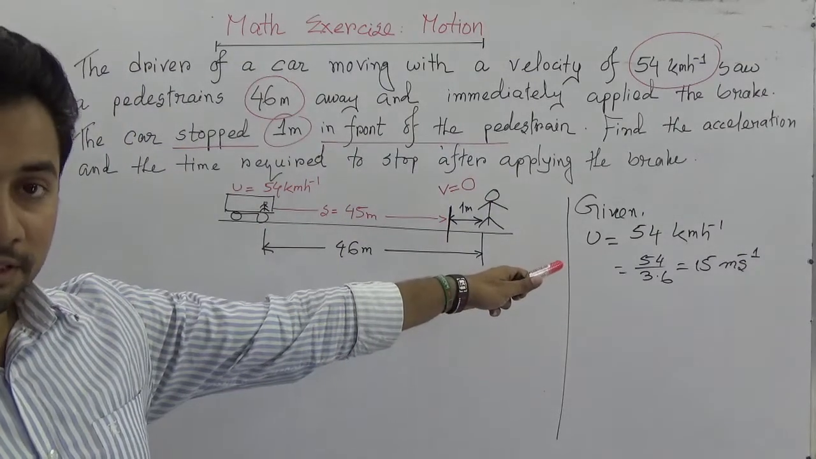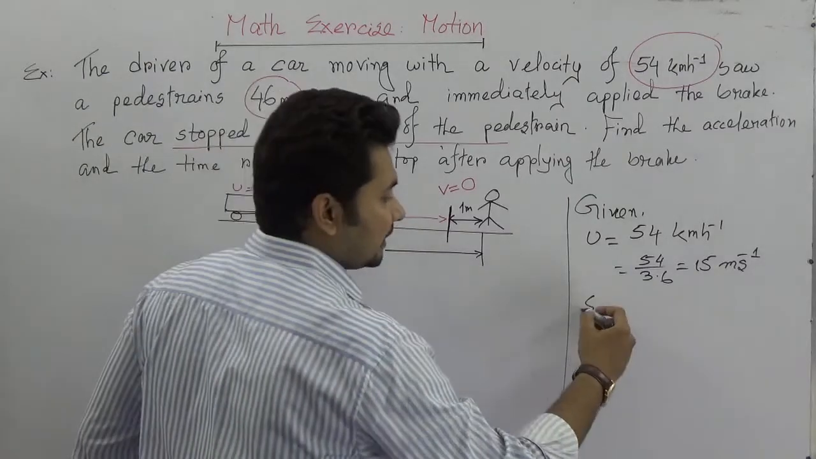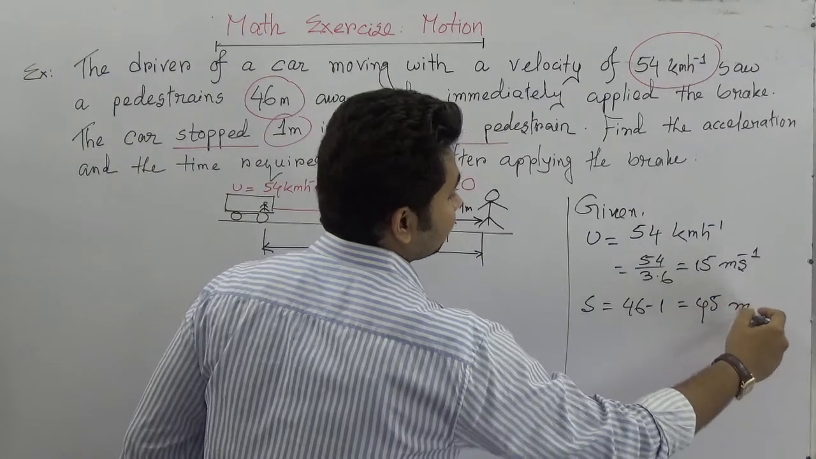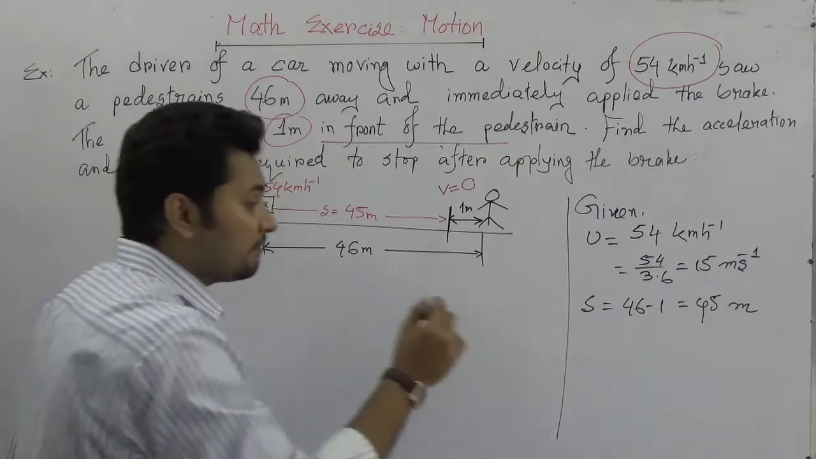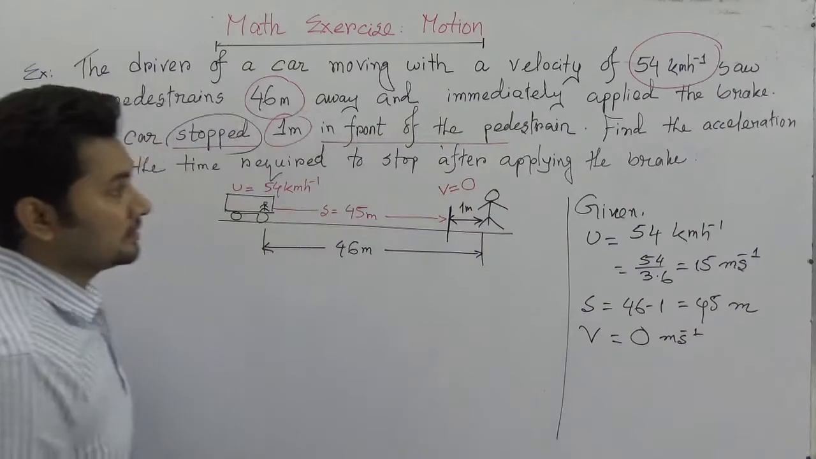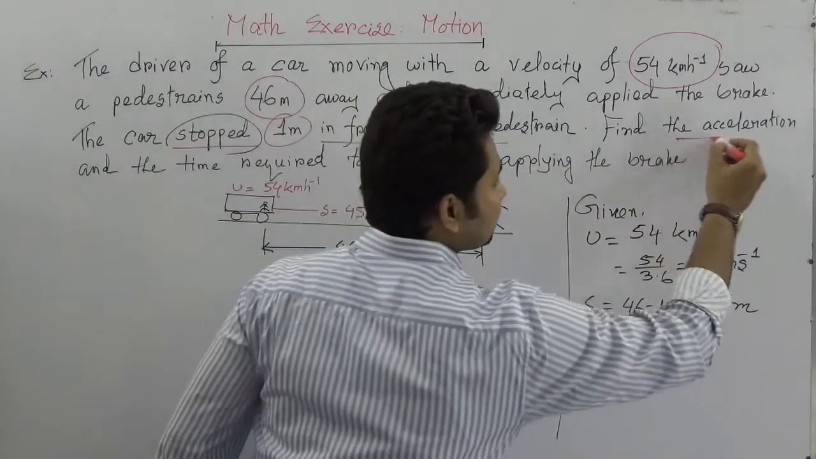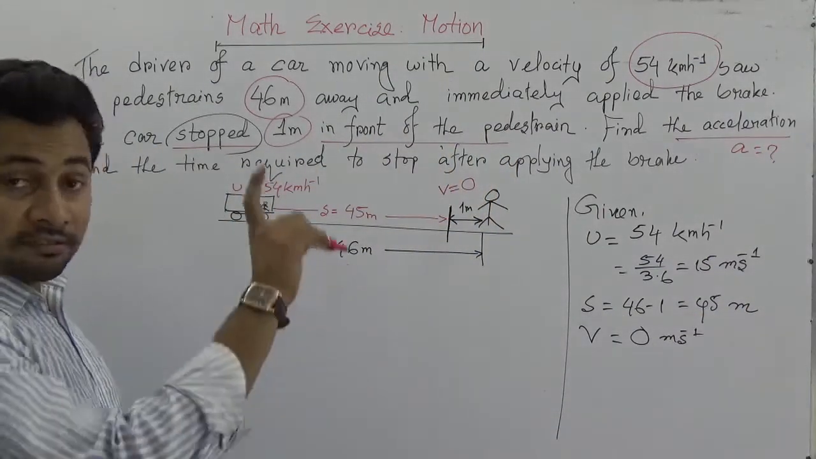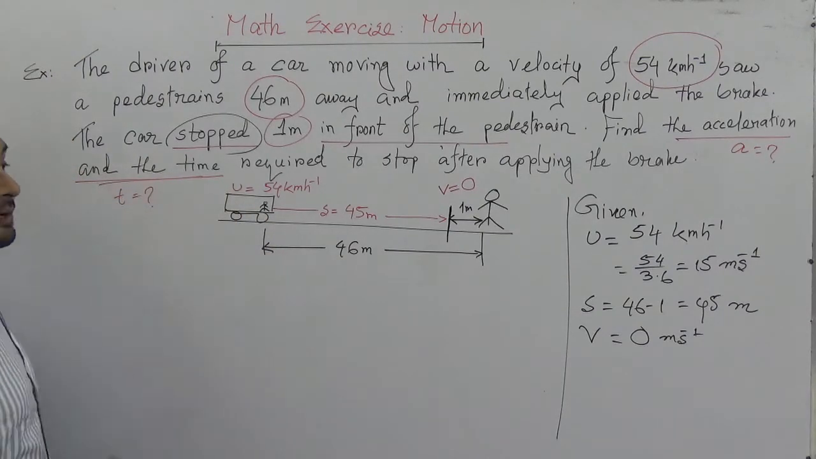So we have the initial velocity 15 meters/second, and we know that s is actually 46 minus 1, which is 45 meters, and from the word stopped, the final velocity v is 0 meters/second. So the question is, find the acceleration. We need to find the magnitude of a, and also the time required. So we need to find out what the time is.